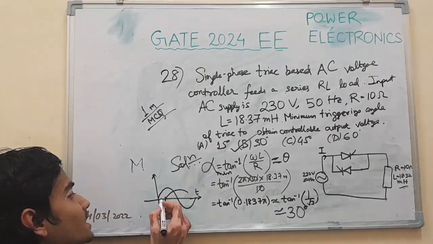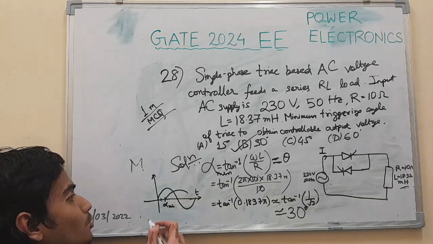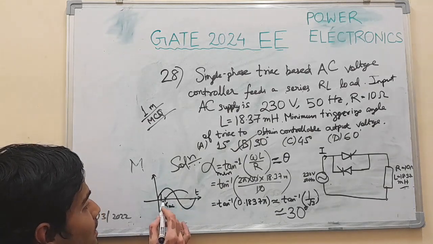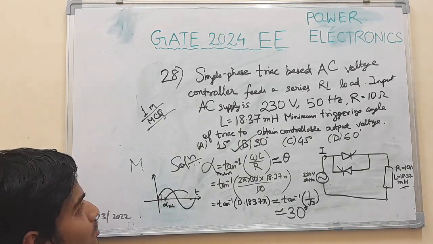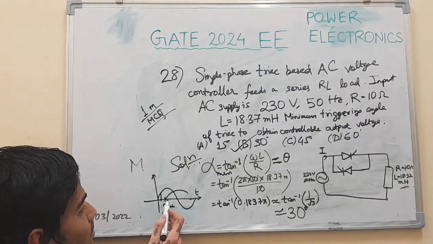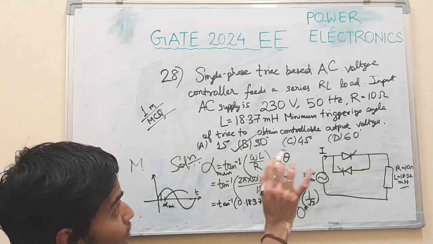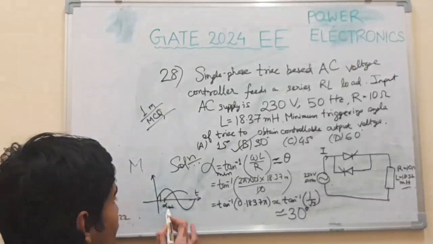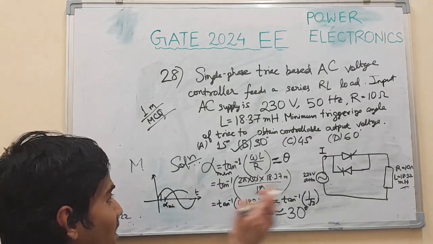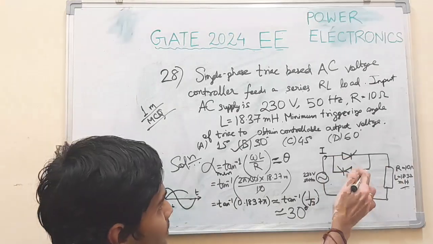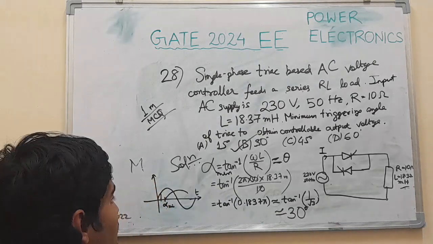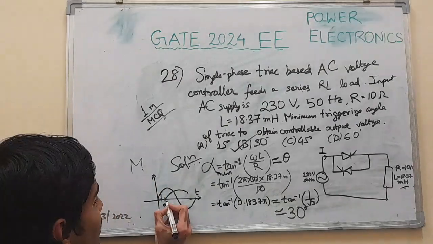When the triggering angle is before this point, the pulse is actually of no use, because the current waveform will anyway start from here. So we are not controlling anything. The firing will have an effect only if the pulses are applied beyond this point, so that we can control the current, the turning on of one thyristor and the switching on of the other thyristor. That will happen only if alpha is applied beyond this point.